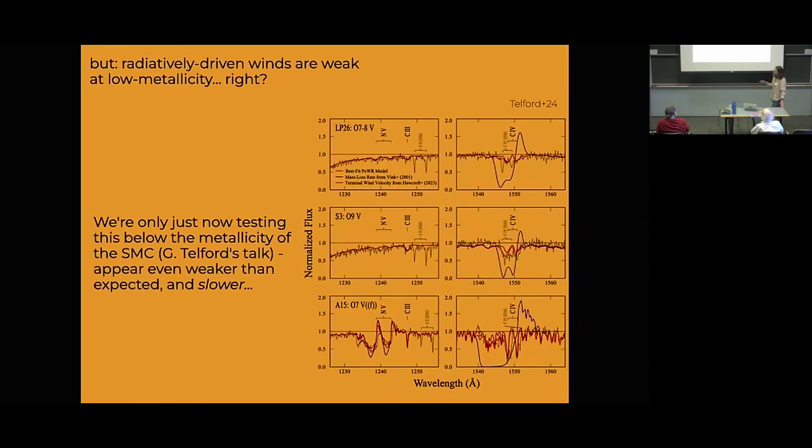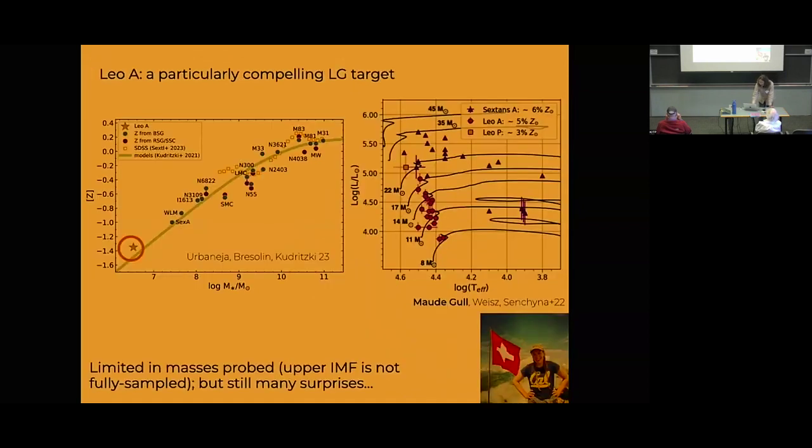And I just want to motivate that that's a statement that we have not tested before just this year. And so we're just now testing, as we heard about in Grace's talk, what these winds actually look like below the metallicity of the SMC. As Grace has very nicely showed, in these O stars they appear to be even weaker than expected, and interestingly slower. And this is not to be glossed over: I think it's safe to say we don't totally understand how radiative wind driving is working in these systems, even for normal O stars at these metallicities.